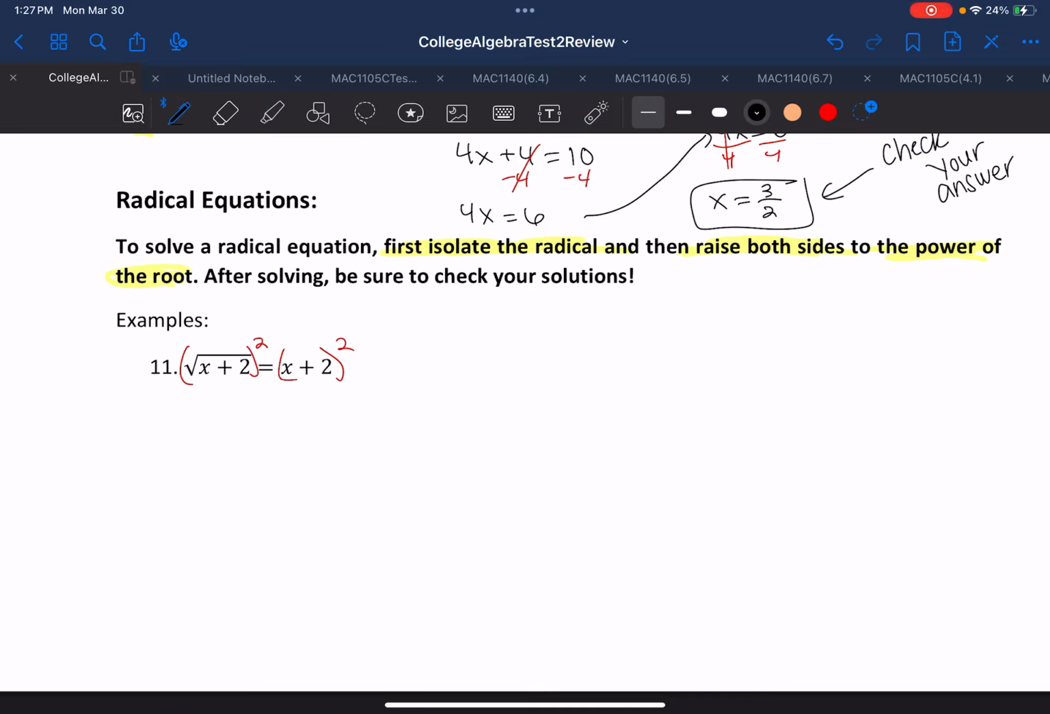So that will leave me with x plus 2 equals x plus 2 times x plus 2, because I need to FOIL it. So on the left side, it cancels my square root, but on the right side, I need to FOIL that x plus 2. So when I FOIL, I get x times x, which is x squared, plus 2x, plus 2x, so that would be 4x after I combine like terms, and then plus 4.